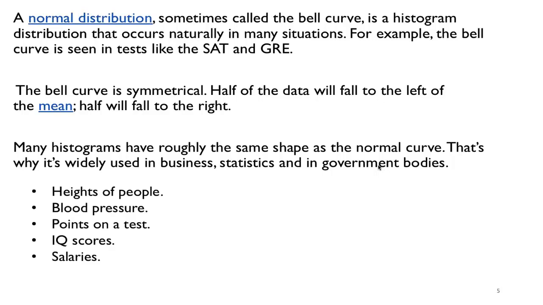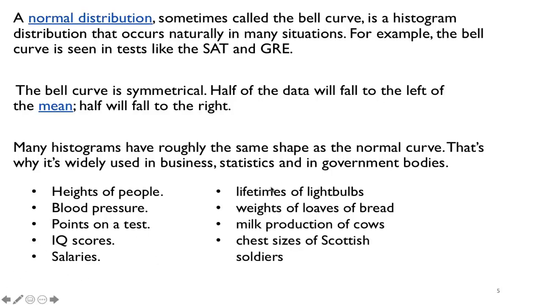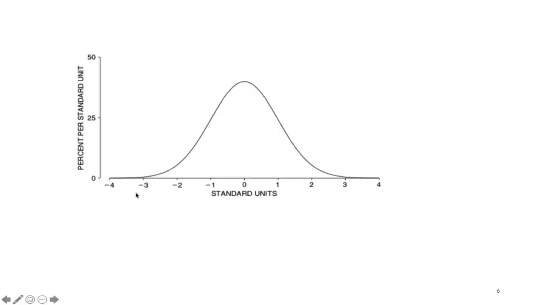Many of the applications in business, statistics, government studies, and all kinds of natural phenomena follow this distribution. For example, heights of a random set of people, blood pressure of a random set of people, points on a test, IQ scores, salaries, lifetime of a light bulb. Look at tons of random light bulbs: how long does each one last? Or weights of loaves of bread. Even making bread, it's a machine that makes mistakes. They follow this distribution. It's really interesting that this is the natural way that things happen to distribute themselves.